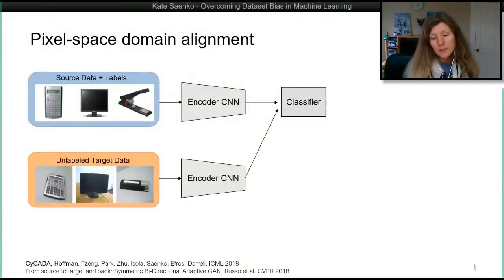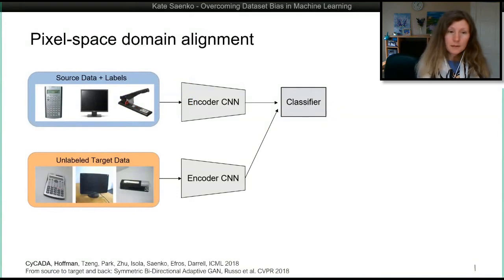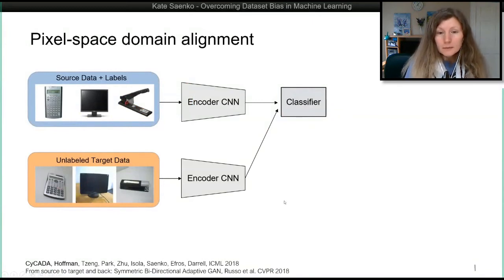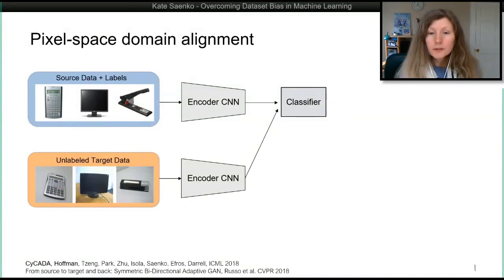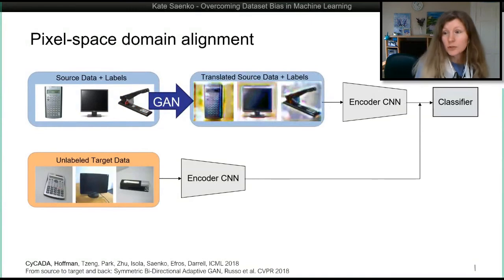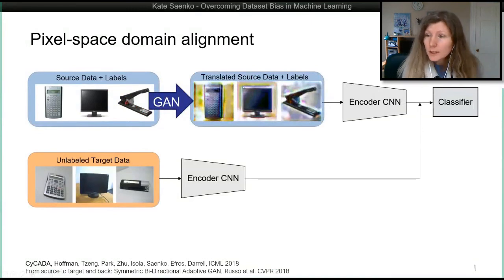Another technique that I want to mention is alignment in pixel space. So what I mean by that is, suppose again we have source data with labels and some unlabeled target data. And now instead of just doing adaptation with alignment like I just showed you, what if we first translate our source data in image space? So we're generating new images from the originals, but now these new images look like they come from the target domain. So this is a similar idea of aligning the two data sets, but now we're aligning them in pixel space because we're actually generating the images themselves and not just generating features.